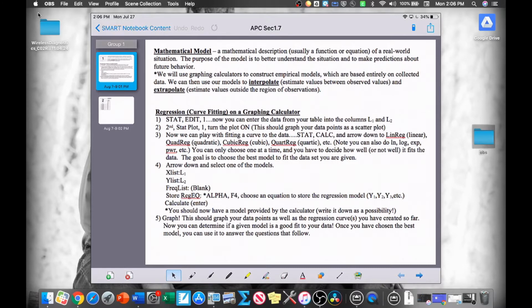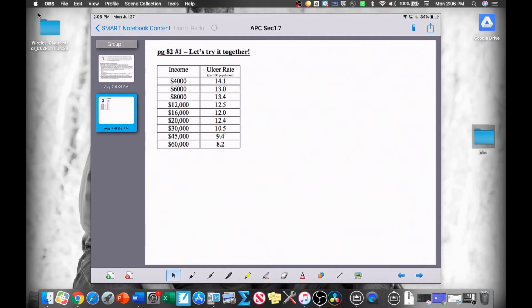They've given us this table right here. This table represents average income of people and the ulcer rate associated with the incomes. We're talking about stomach ulcers here, right? So it kind of makes sense that people that make less money are probably more financially stressed, more worried about money, and so those ulcer rates are higher. And as the annual income increases, the ulcer rate seems to be dropping.